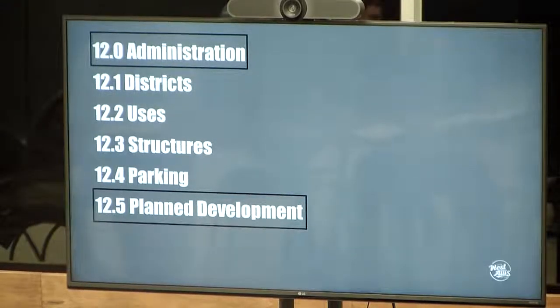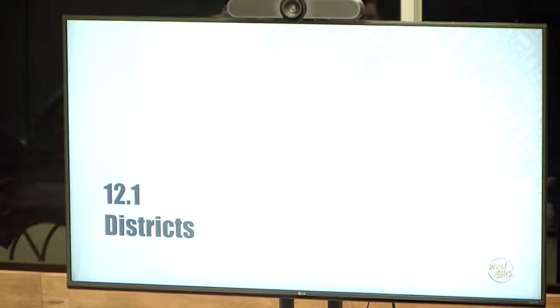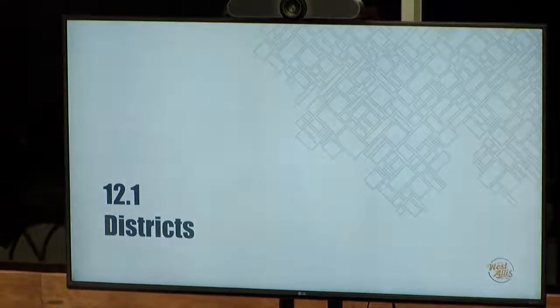All right, and just so you guys know, these 2 sections we really won't be covering much on. The changes in the administration section and plan development section are very small, and so we're really going to be focusing on those 4 in the middle there.